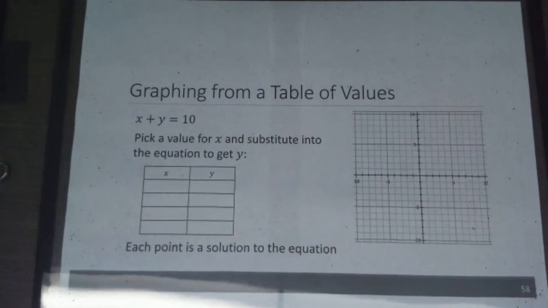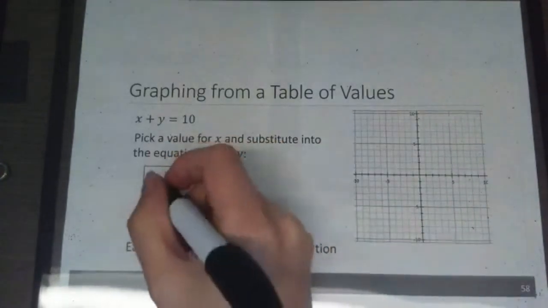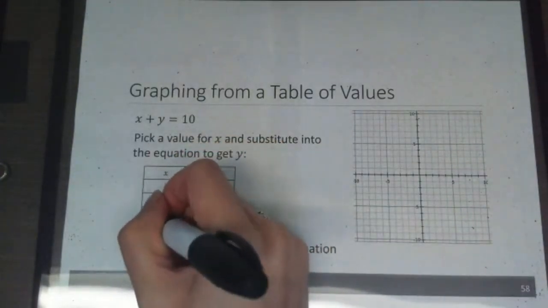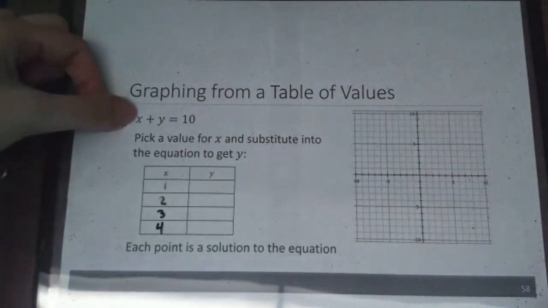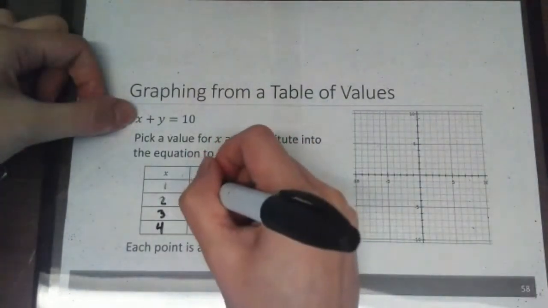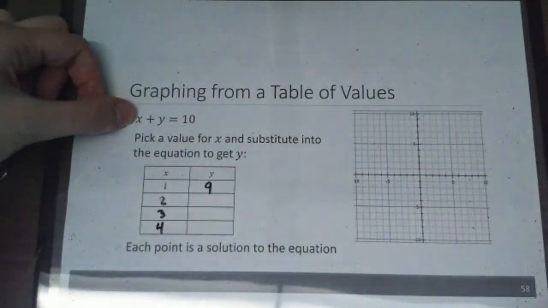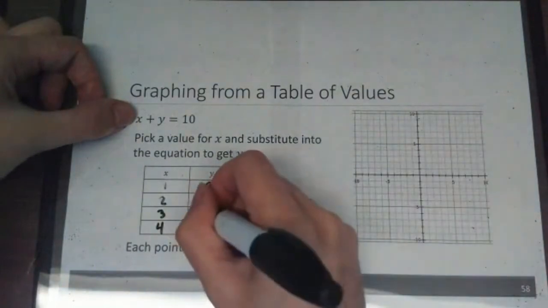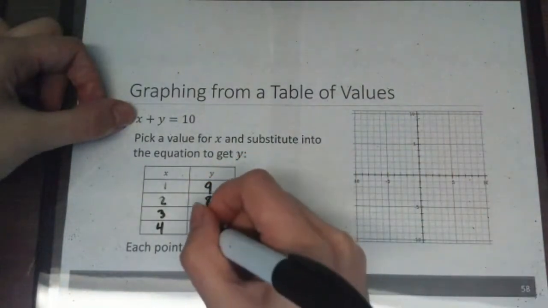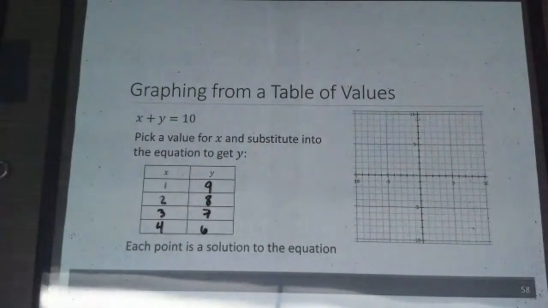What we're going to do is pick some values for x, substitute them into the equation, and figure out what y has to be to make it true. So maybe x is 1, 2, 3, and 4. Well, if x is 1, we get 1 plus y equals 10. For that to be true, y would have to be equal to 9. If x is 2, then 2 plus y equals 10, y has to be equal to 8. If x is 3, y has to be 7. If x is 4, y has to be 6.